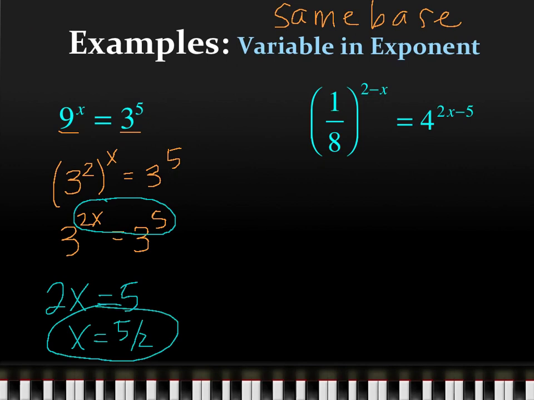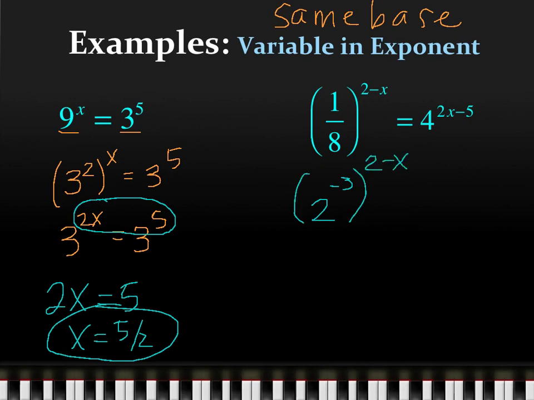The one on the right here is a little bit more complicated. What we're dealing with for our bases here are 1/8 and 4. We know we can write those as powers of 2. So 1/8 is the same as 2 to the negative 3rd. You'd write that as 1 over 2 to the 3rd, which would give you the 1 over the 8.